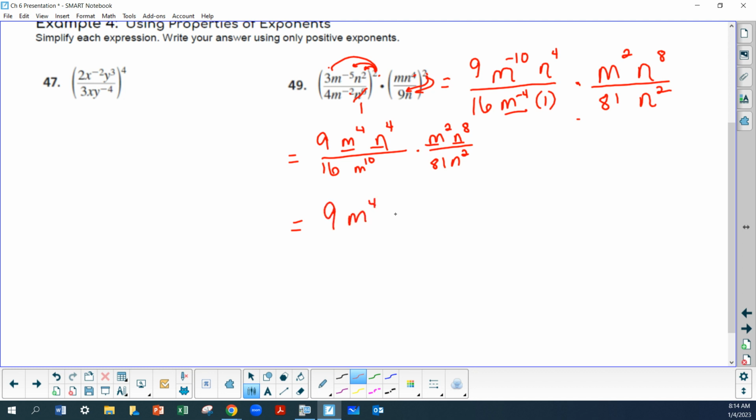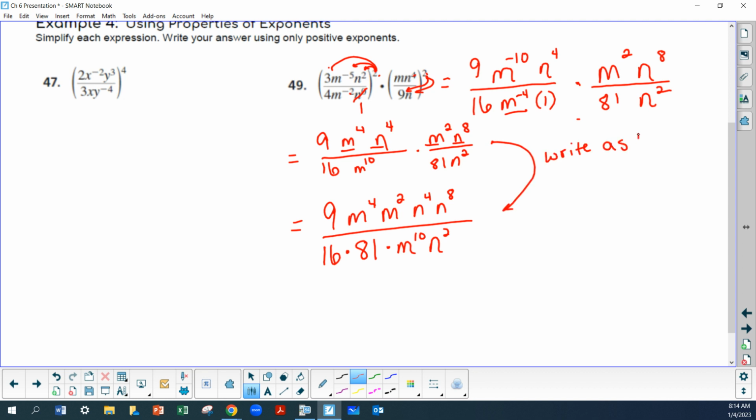So I'm going to have m to the 4th, m squared, n 4th, n 8th. There, my top is organized. My bottom, I'm going to have 16 times this 81, then alphabetically list m to the 10th, n to the 2nd. So that was bringing it together as one fraction, right? And organize the order, so that it's a little easier to see what needs to come together.